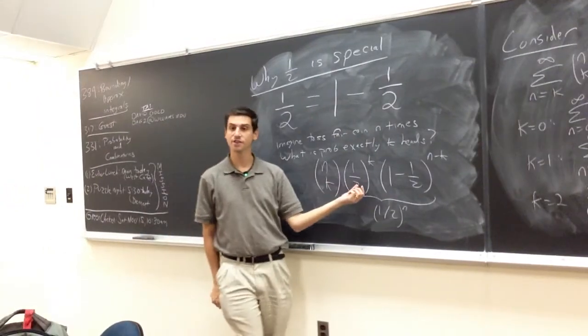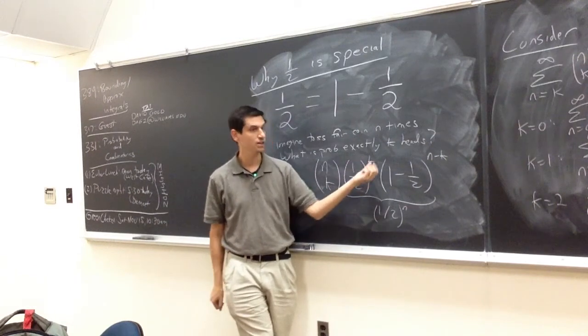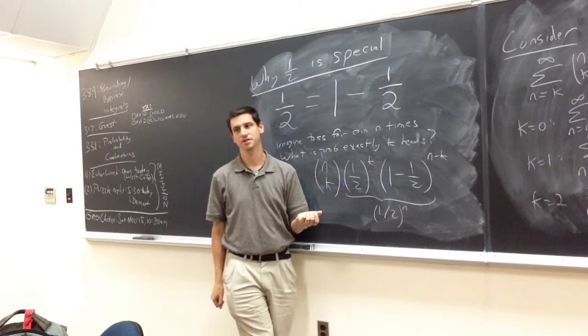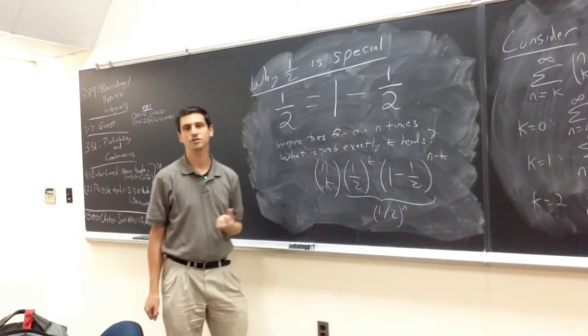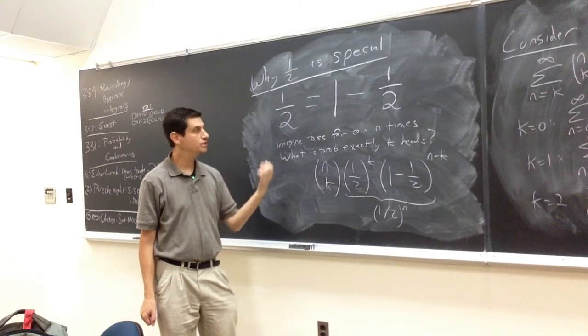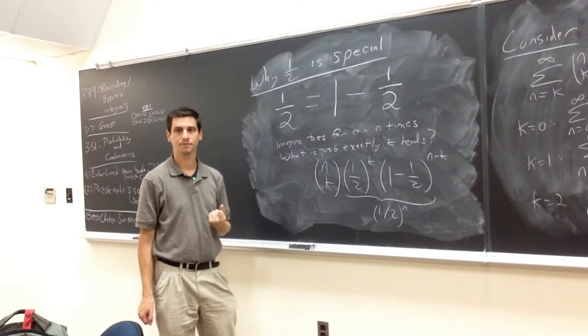If I were to use 1/3, I would have 1/3 to the k, 2/3 to the n minus k, and I would get an extra factor of 2 coming out. So this is what's really special about 1/2.